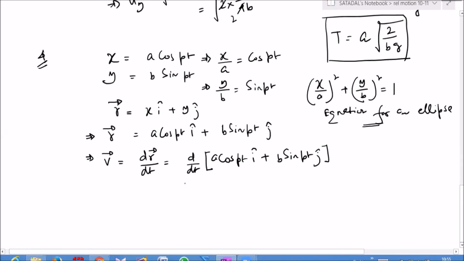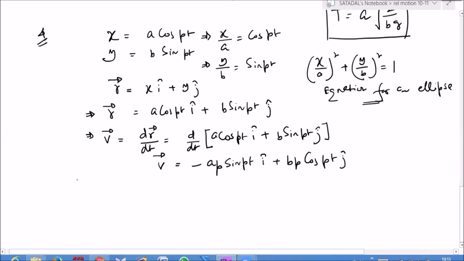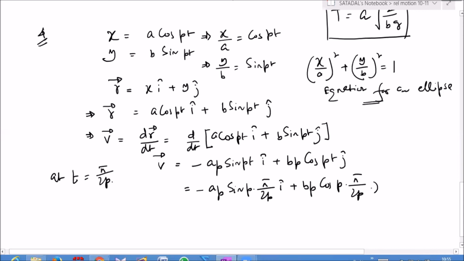So if I carry out the differentiation, it is going to be minus AP sine PT i cap plus BP cos PT j cap. So this is the V vector we are getting. Now, as per the question, I have to find out V at t is equal to pi by 2p. So let us substitute minus AP sine of p into pi by 2p i cap plus BP cos of p into pi by 2p j cap.